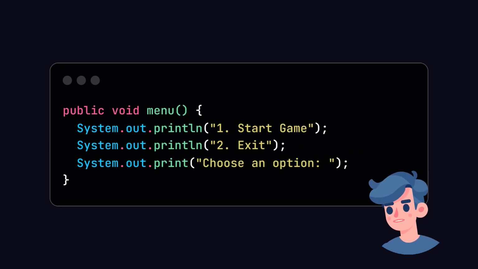Great. Now let's add more complexity to our game. We'll create a simple menu system for the player to choose an action. Create a method called menu in the game class.